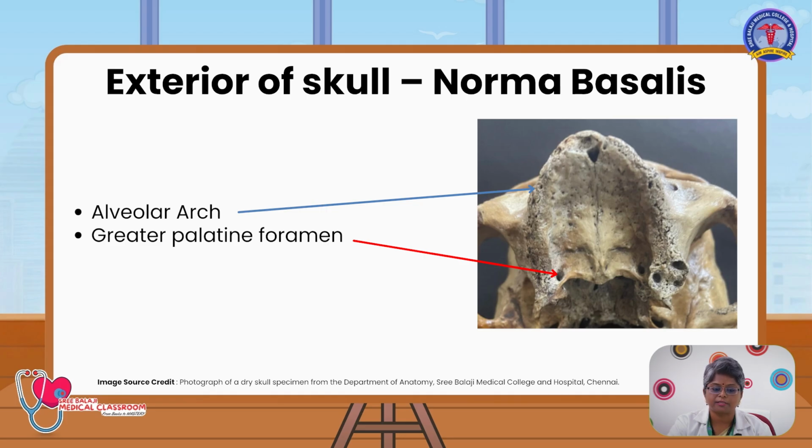The number of sockets depends upon the number of roots. There is a single socket for each of the incisors, canines and the premolars. There are 3 sockets for each of the upper molars.